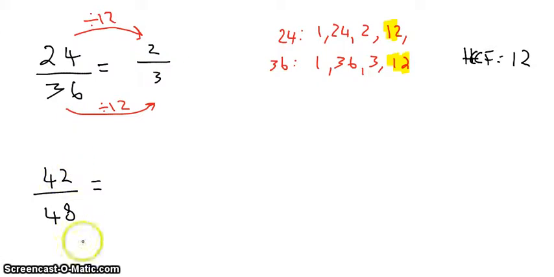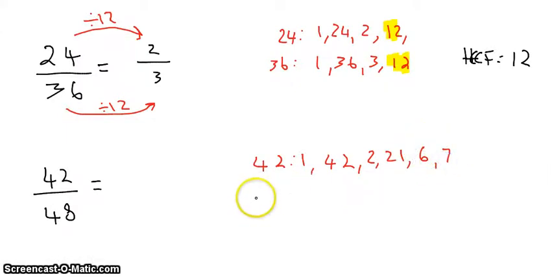The next one, 42 and 48. Well, let's look at 42. 1 and 42 go into 42. 2 and 21. 6 and 7. And let's look at 48. Well, 1 and 48 go. You don't have to do it this way. If you know straight away what the common factor is, you can go straight into it. I'm just going through these motions because if you're not sure, this is what you can do.